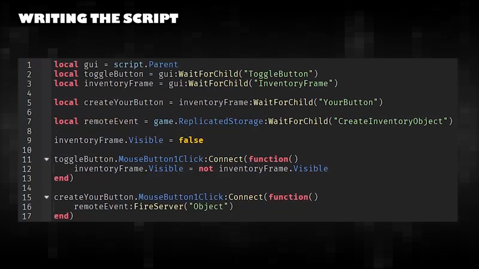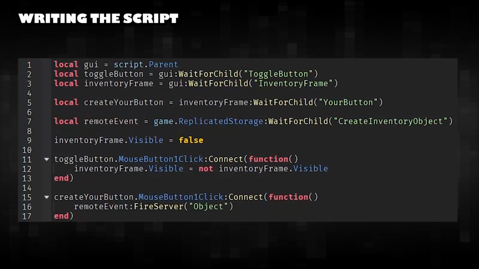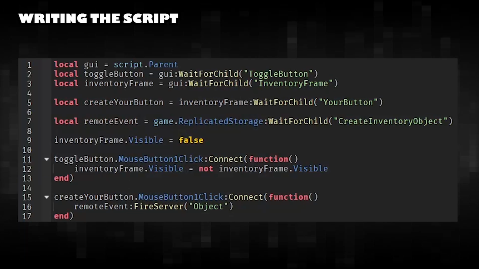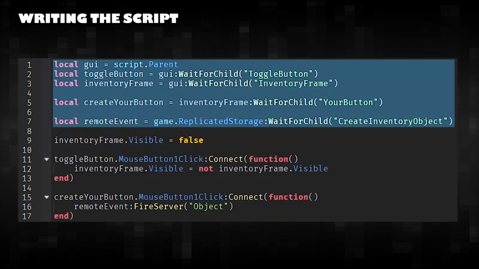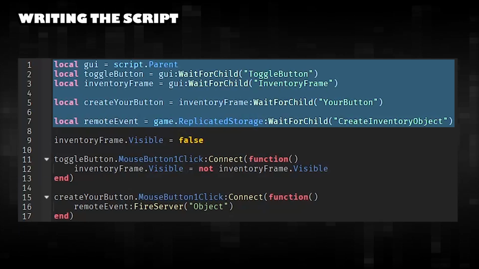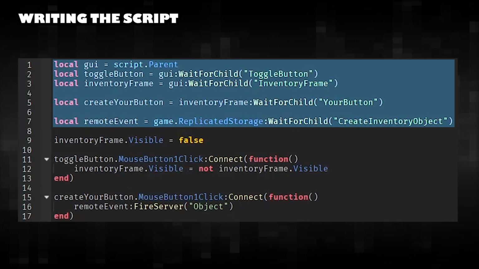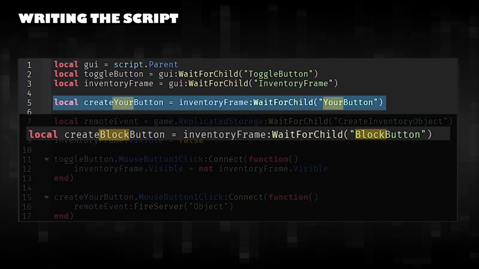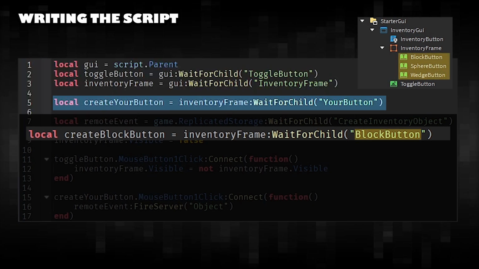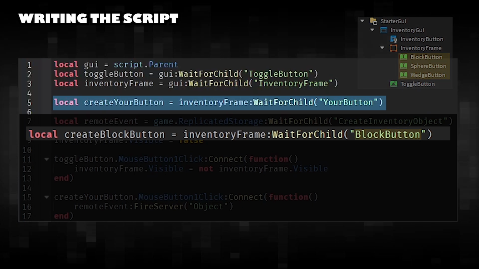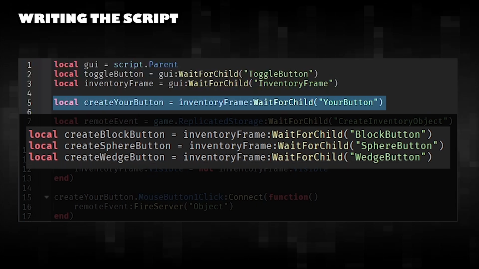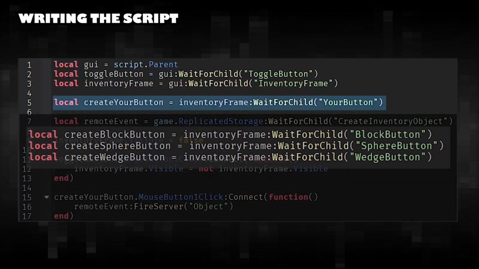Writing the script. This script makes it easy for players to open their inventory and create objects through the GUI. Setting up references. Make sure you name your references correctly. In the button section, edit this section. Change the word "your" to the name of your item. Make sure that the name of this section is the same as the button you created. You can also copy this section. Rewrite it on a new line in the same way, depending on the name and number of buttons you have.